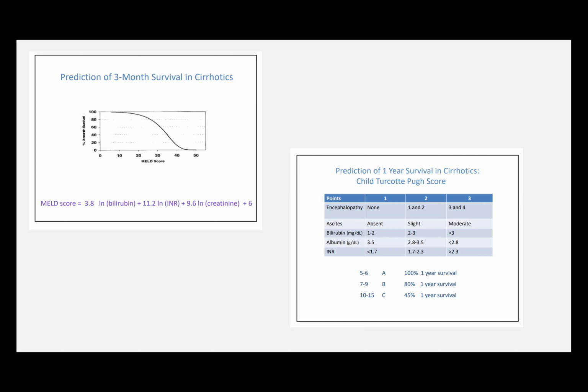Again, later we'll talk about your risk of post-op complications depending on which class you fall into. But in general, remember that Child score A is a compensated cirrhotic, and B and C are patients that are decompensated. So most of the patients that you're going to see in the hospital are going to be B and C patients.